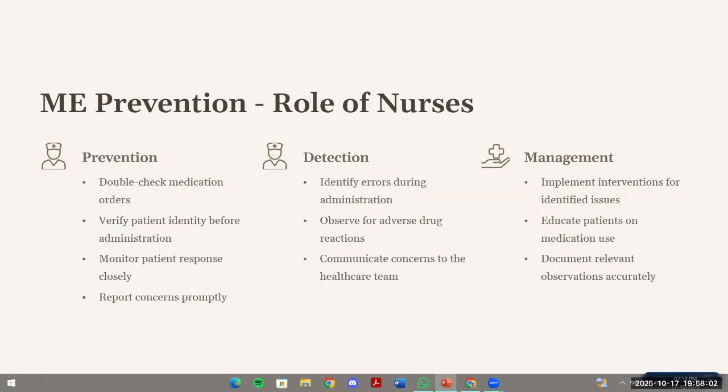So what's the role of a nurse in preventing these errors and rationalizing the drug use? Double check the medication orders that have been prescribed, verify the patient's identity before administration, monitor the patient's response closely, and report concerns promptly. These are a few practices which will be able to prevent errors and safeguard the patient. So how can it be possible? By detecting the errors during administration.